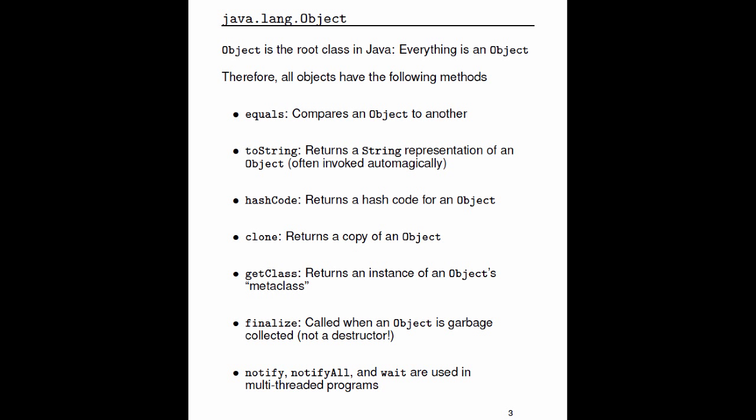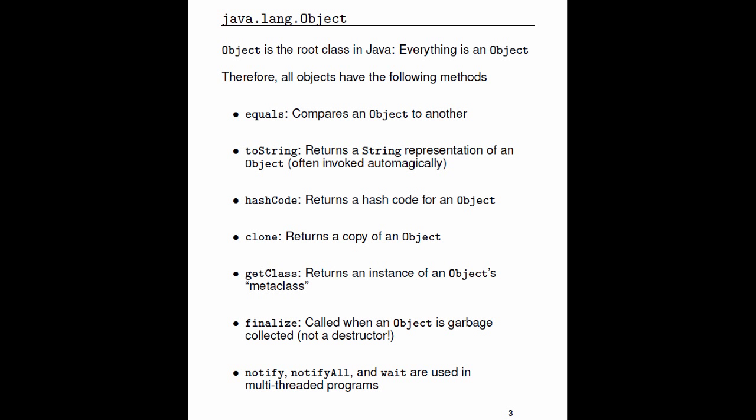So, java.lang.Object is the root object in Java. Everything is an object. So every class either directly extends Object or is a descendant of Object. So, therefore, every object in Java, so all of your classes, all the standard API classes, have the following methods. There's an equals method, which will compare this object to another. The toString method, which returns a string representation of an object. This is often invoked automatically, and we'll see how the overloaded plus operator is implemented shortly.